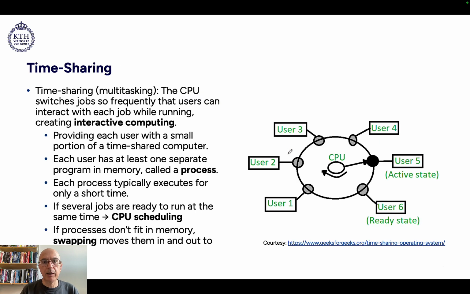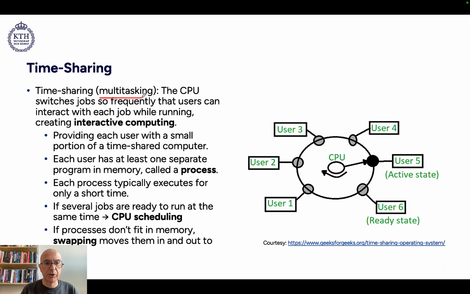I want to conclude my lecture talking about the concept of time sharing that we already discussed briefly in the brief history of operating systems. Time sharing, also called multitasking, consists of the CPU switching jobs so frequently that users can interact with each job while it is running. This creates the idea of interactive computing. Even if you're using one resource, we switch between different jobs, so the users of different jobs have the idea of interacting with the system.